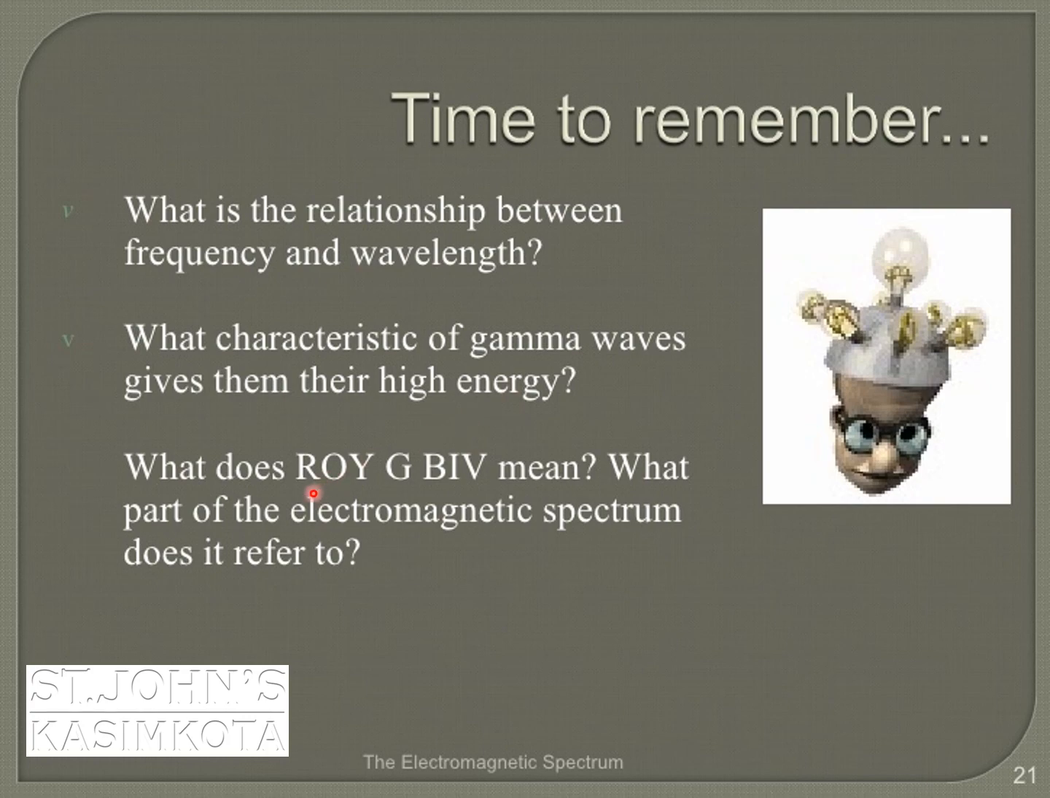Then next, what does Roy G. BIV mean? If I read from right to left, it is VIBGYOR, meaning violet, indigo, blue, green, yellow, orange and red. What part of the electromagnetic spectrum does it refer to? When we say VIBGYOR, it is the rainbow, which is the visible spectrum.